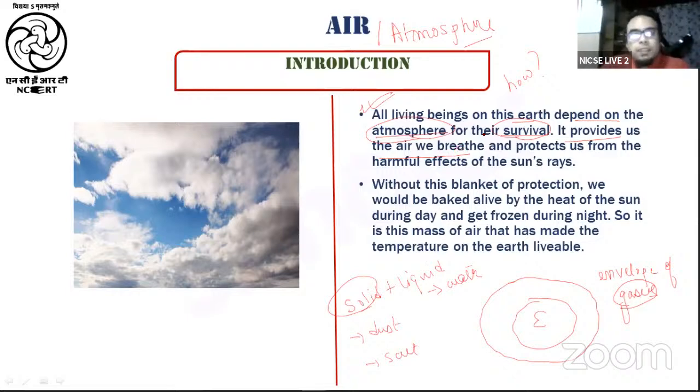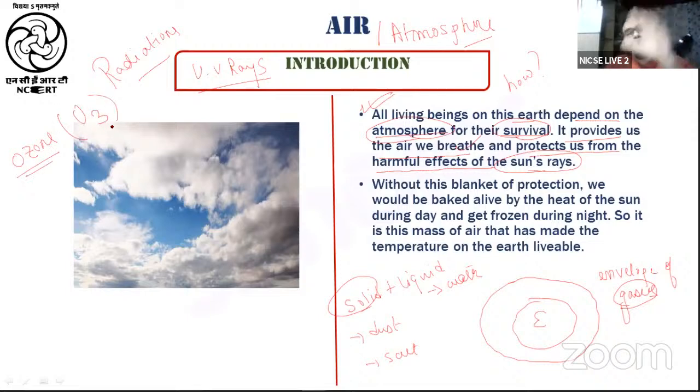Secondly, it protects us from the harmful effects of the sun's rays. The sun emits radiations, and one of the radiations coming towards the earth is UV rays, which are considered harmful for us. In the atmosphere, we have one very important gas, ozone, which we write as O3. If UV rays reach the surface of the earth, they are harmful for plants and animals. So the ozone gas present in the atmosphere absorbs the UV rays.